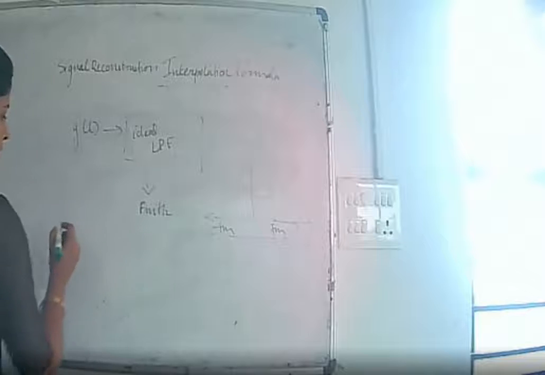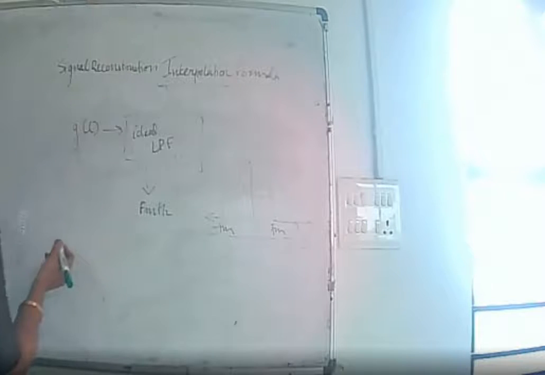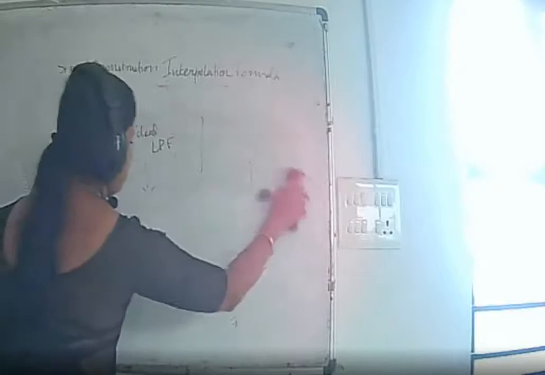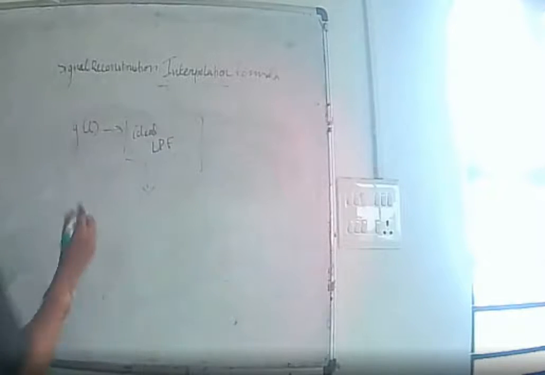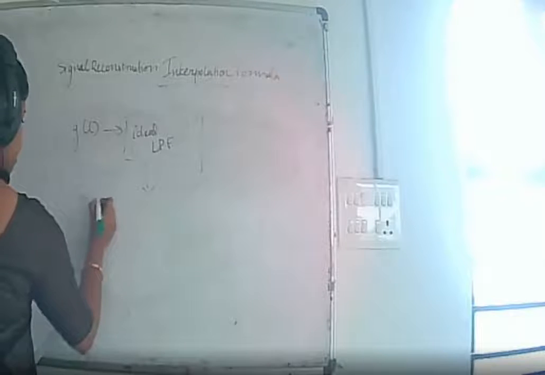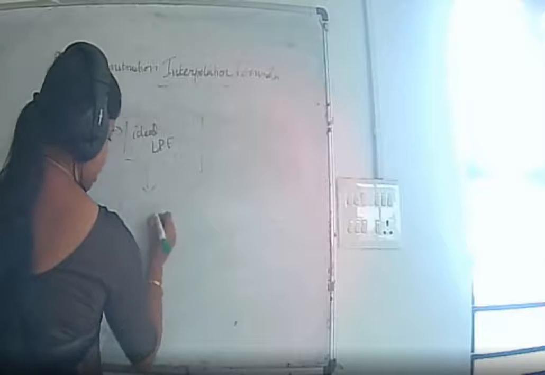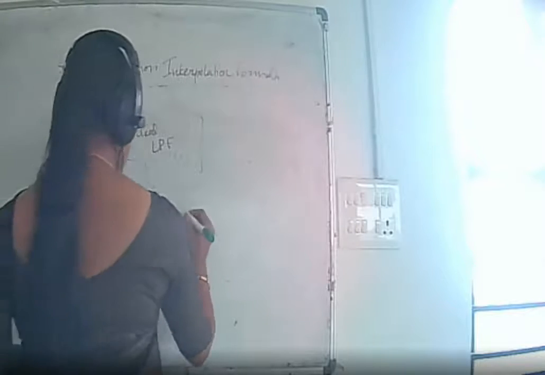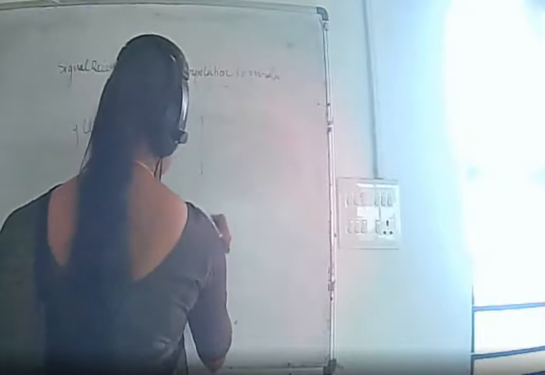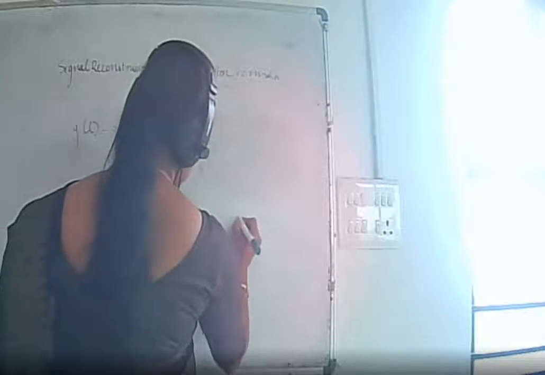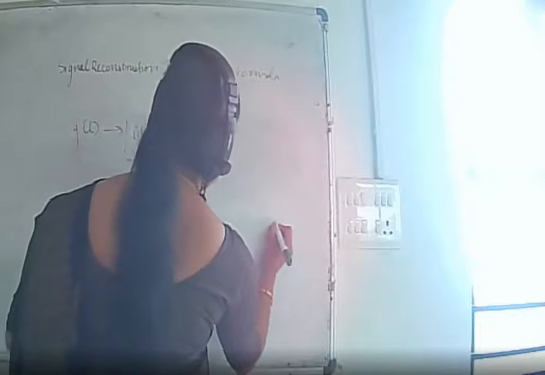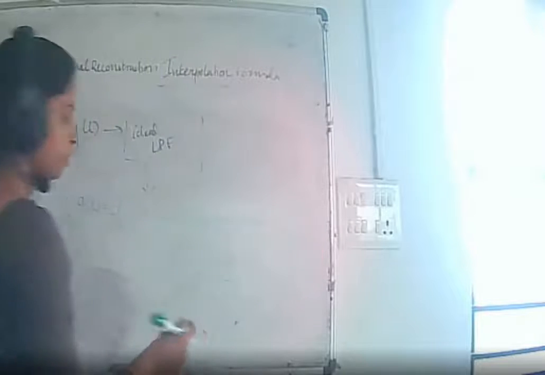So, in the last class, in the sampling theorem proof, we discussed g of t. G of t is 1 by Ts into x of t plus 2x of t cos omega s t plus etc. Is the board clear?